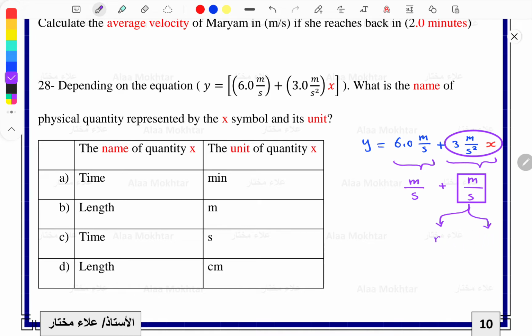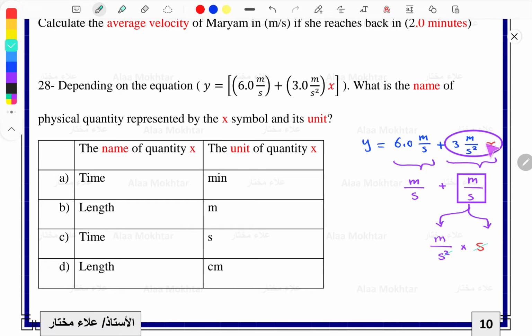It is meter per second square multiplied by something. I need to multiply this by something to get meter per second. Exactly. We must multiply it by second. Why? Because if I multiply it by second, the second will cancel with the square and I get the answer meter per second. So that x is second.